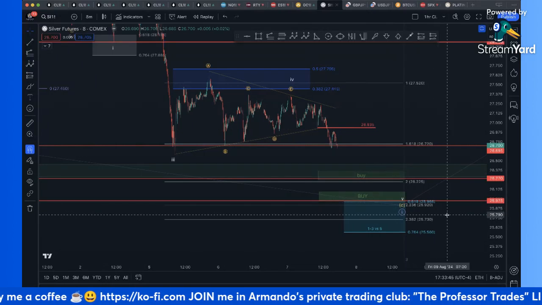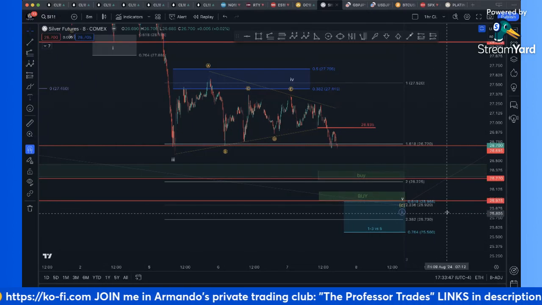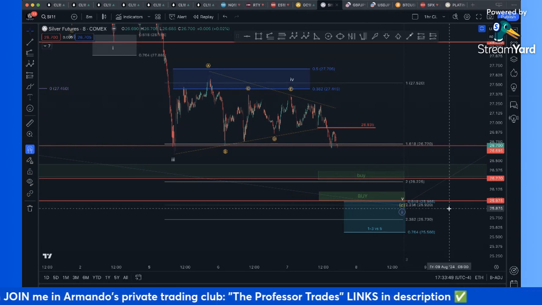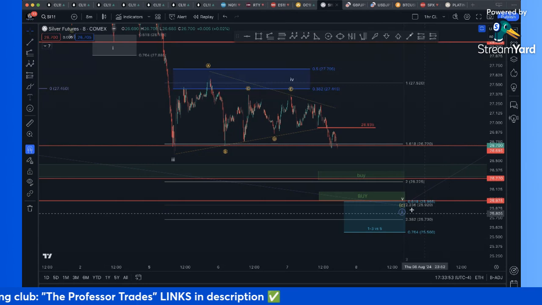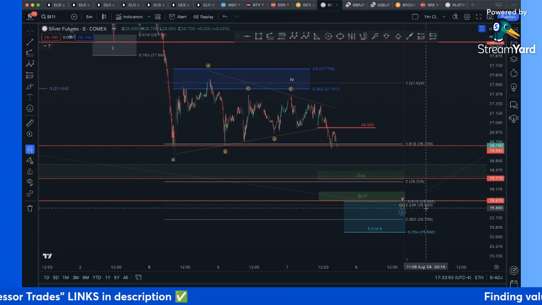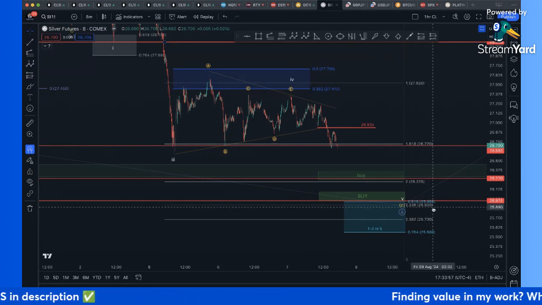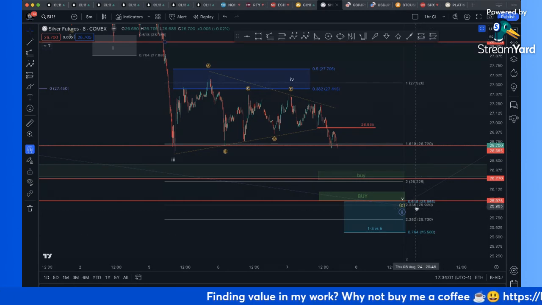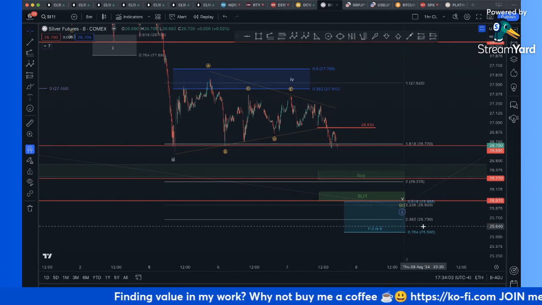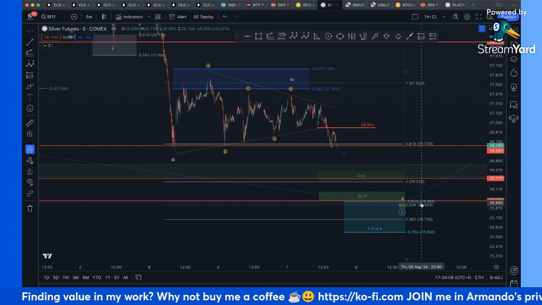So what I'm seeing is a confluence: the prior low is at 25.97, there's a 618 at 25.96, there's a 236 measurement at 25.92. And then, excuse me, I misspoke. The 618 is the top of the ratio box.